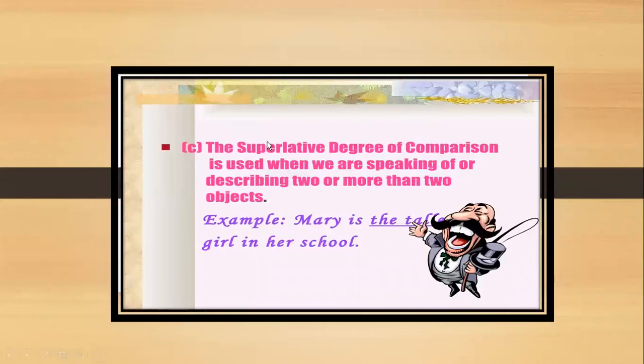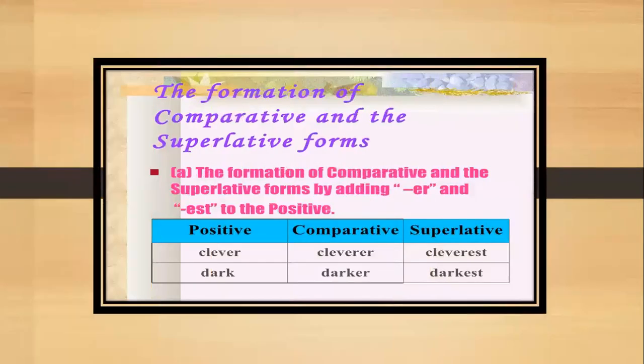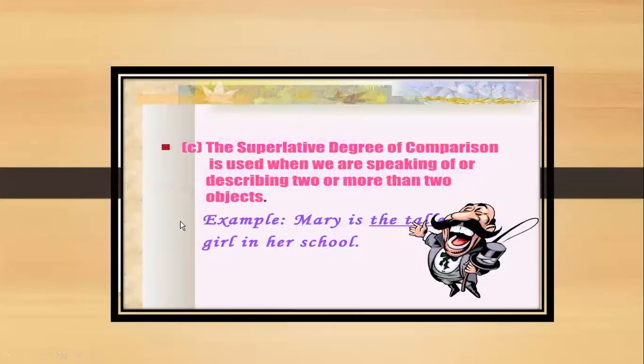Next, the superlative degree of comparison is used when we are speaking or describing two or more than two objects. The positive degree is for one object, the comparative degree is for two objects, and the superlative is for two or more than two objects. Like Mary is the tallest girl in her school.